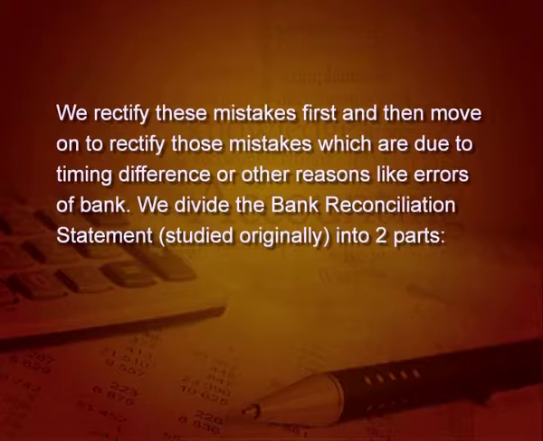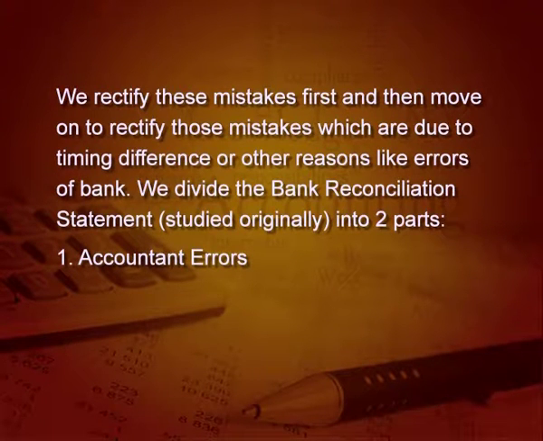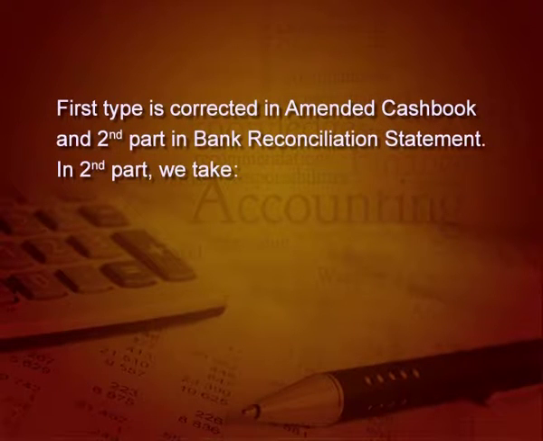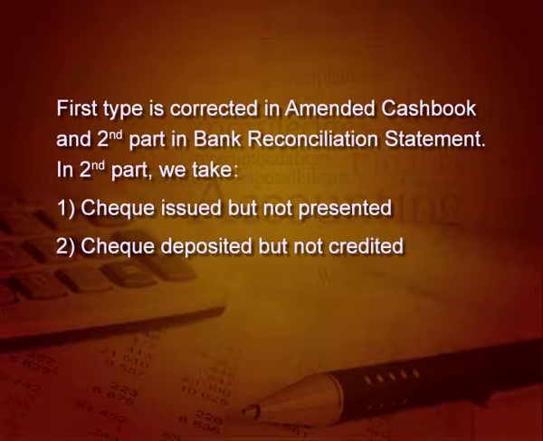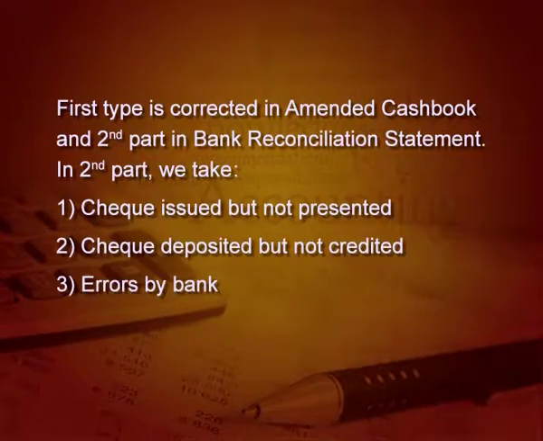So, in fact, we divide the bank reconciliation statement which we have studied originally into two parts. First part, the accountant errors versus the second part, the other errors. So, the first type of error is corrected in the amended cash book and the second part will be corrected in bank reconciliation statement. In the second part, we take first check issued but not presented, second check deposited but not credited, and the third one errors by the bank. So, why not understand this by doing one simple problem on this concept?